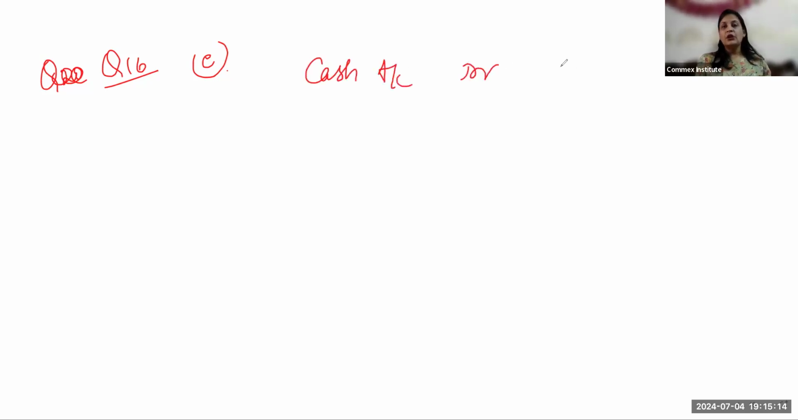I'll do it on the next sheet. Please mark it. Question number 16, entry E. Commission received 25,000, 20% being received in advance. So the entry would be cash account debit 25,000 to commission and to unearned commission.